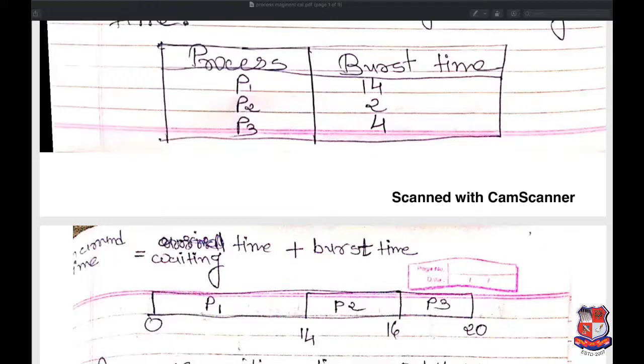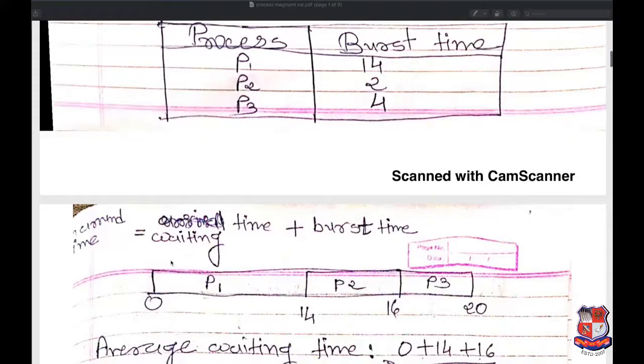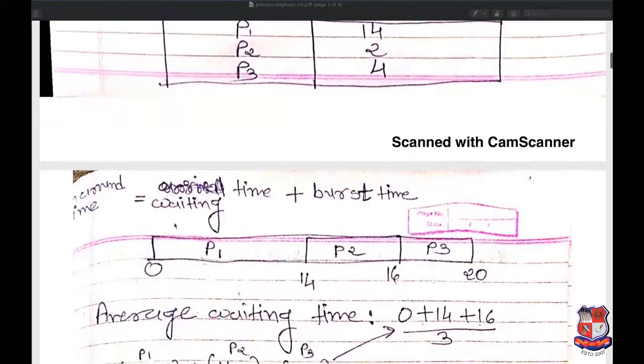In the exam, in all the scheduling algorithms, we find out the waiting time and the turnaround time. So first, how to calculate the waiting time, and second, how to calculate the turnaround time. For the waiting time, there is one equation.